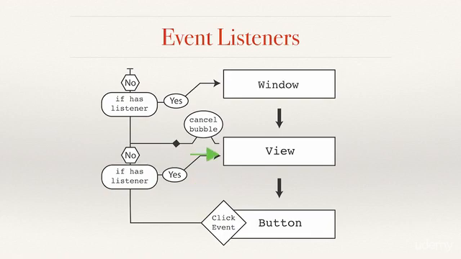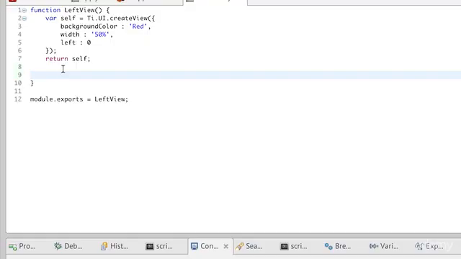If you wanted it to go to this view and not this window, you can also use the .cancelBubble, which would then prevent it from going on to any other parent views.